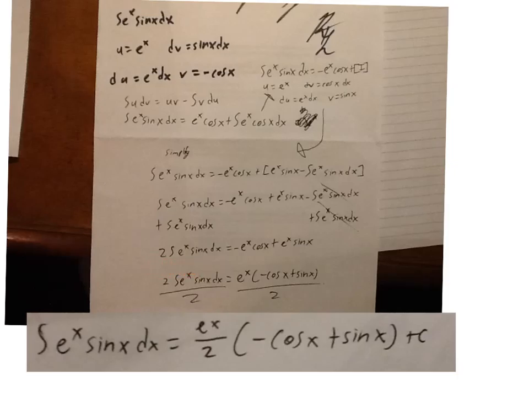and add it over here to get 2 times the integral of e to the power of x sine of x dx equals negative e to the x cosine of x plus e to the power of x sine of x. And then you just divide by 2 and you get your answer.